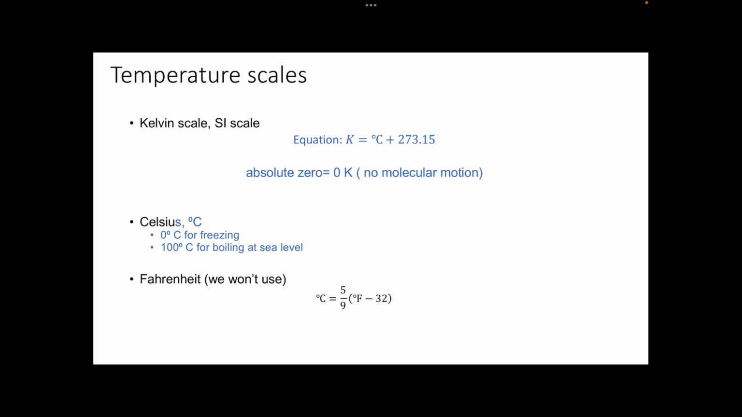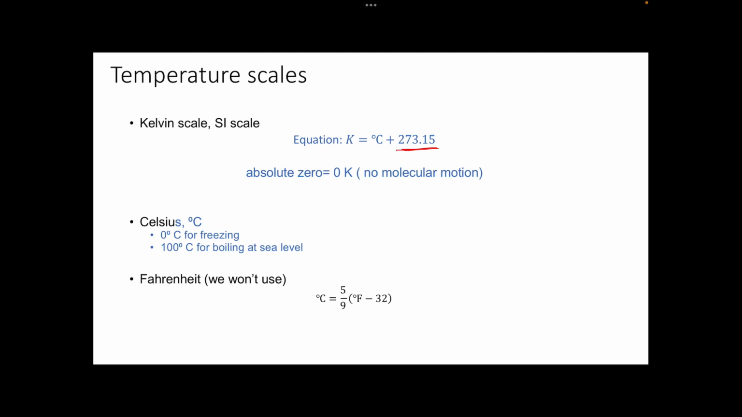Kelvin is used a lot. It's not used for measurement necessarily so much, but it is used in a lot of equations. So we do have to convert from Kelvin to Celsius, but it is pretty simple. To convert from Kelvin to Celsius, all you have to do is add 273.15.